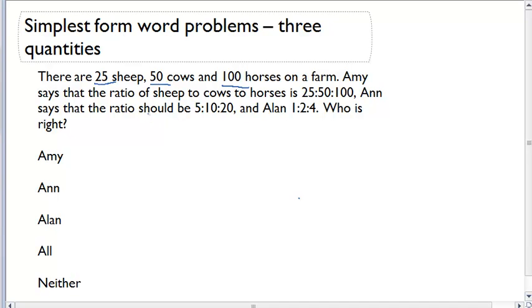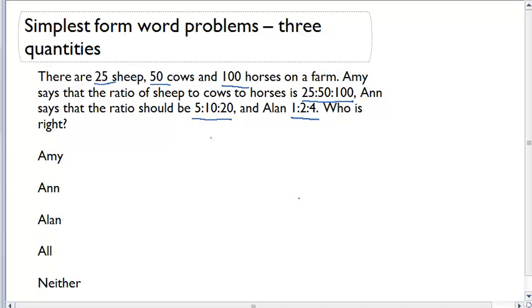Amy says that the ratio of sheep to cows to horses is 25 to 50 to 100. Anne, on the other hand, says that the ratio is 5 to 10 to 20. And lastly, Alan, he has a different opinion. He actually says that it's 1 to 2 to 4. Well, who is right in this situation?